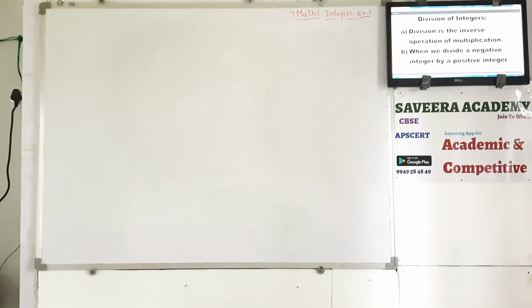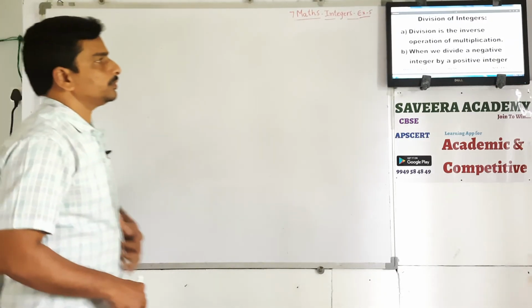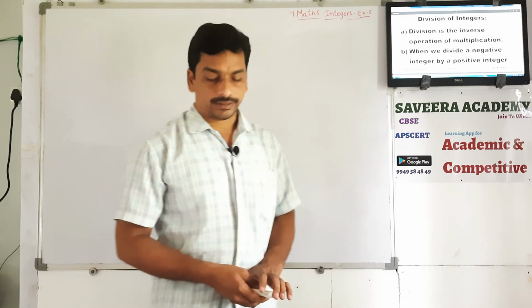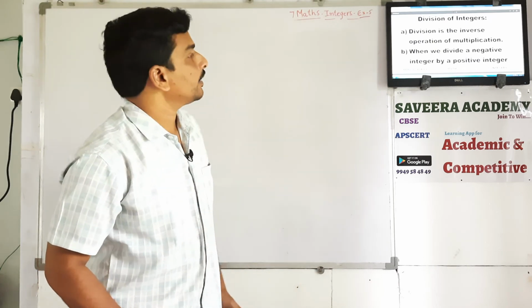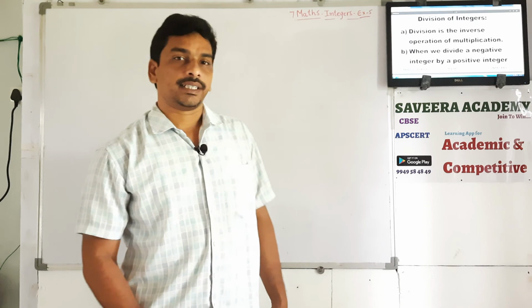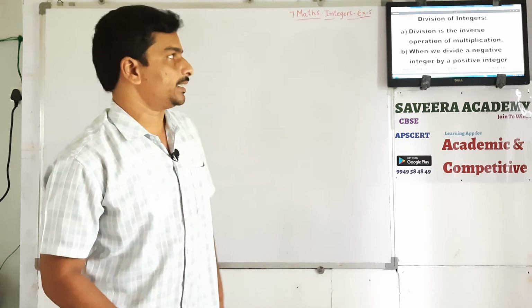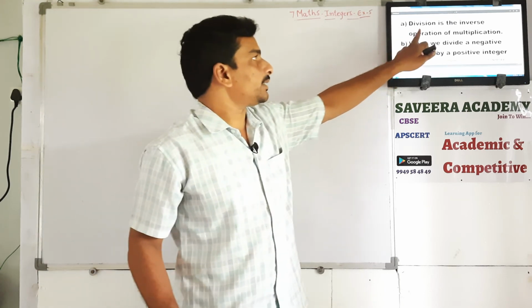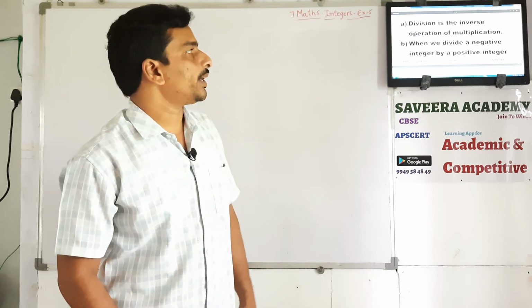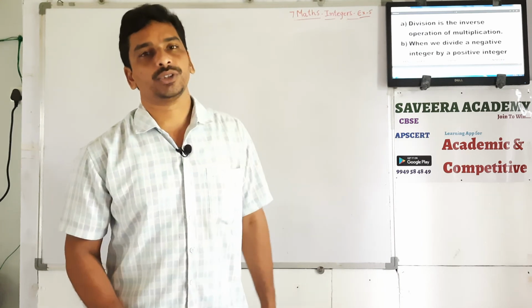Okay, dear students, today we are going to discuss exercise 5, division of integers. Exercise 5 depends on division of integers. Some points are given, let us see. Division is the inverse operation of multiplication. Both are opposite to each other.